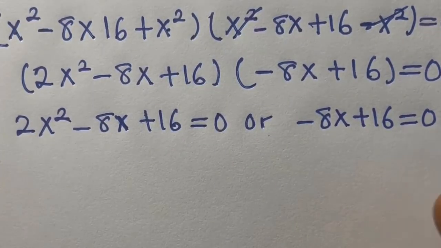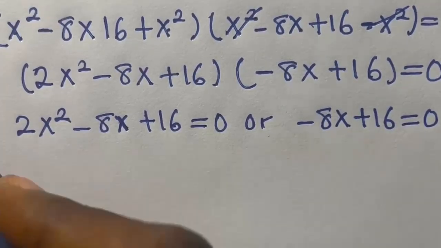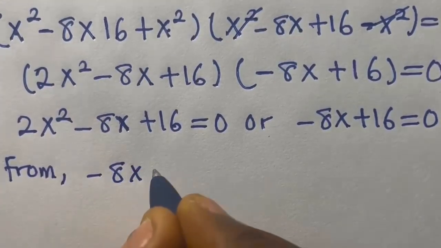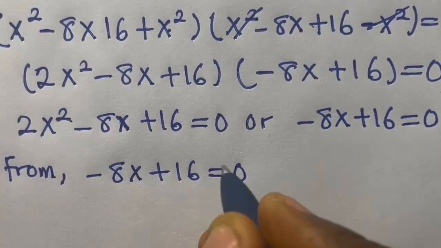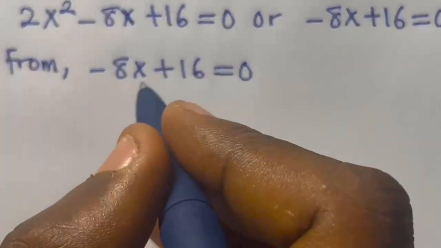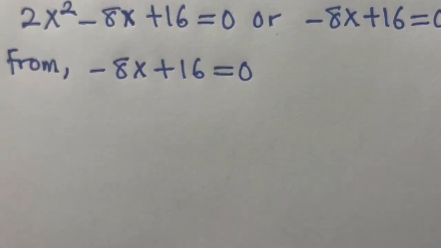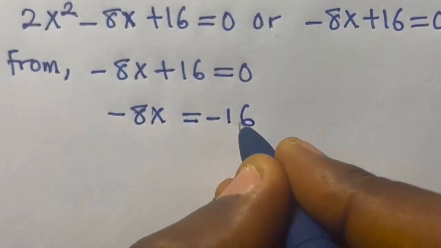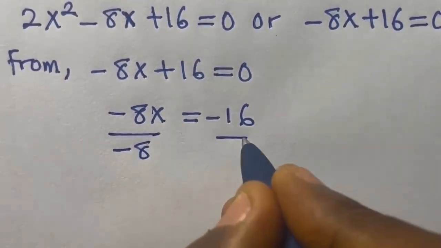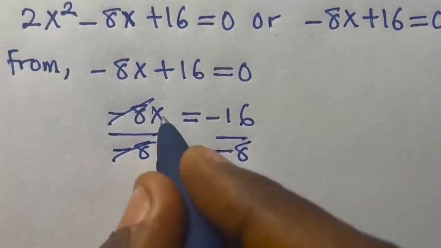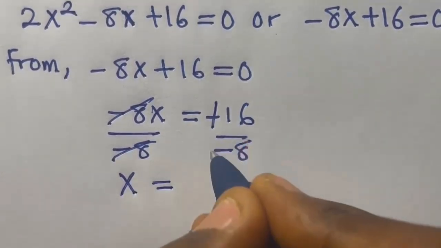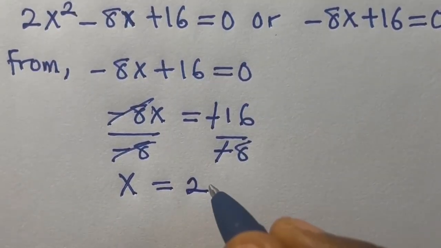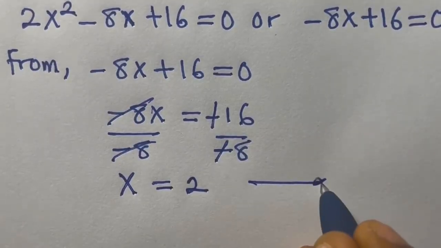Let's go by the second case, minus 8x plus 16. We want to find the value of x here. To do that, we can transfer this to the other side. So we have minus 8x equals minus 16. We divide both sides by minus 8. We cancel the minus signs, so we have x equals 16 divided by 8, which gives us 2.